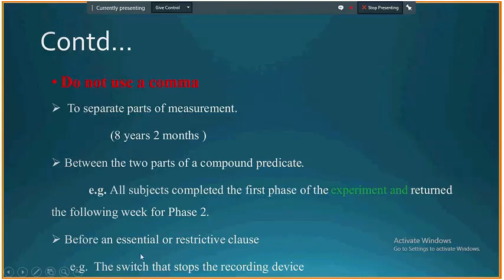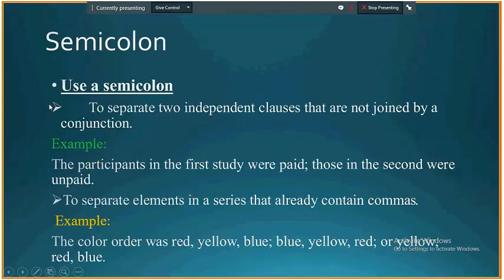Before that type of clause, for example, the essential clause, we should not use a comma. And next slide, a semicolon. Use a semicolon where we can use the semicolon.